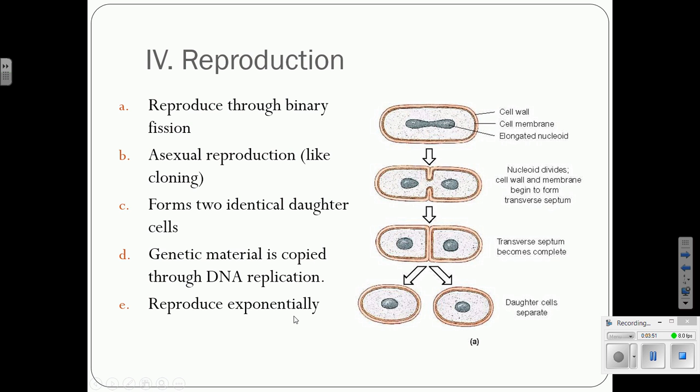So 2 becomes 4, 4 becomes 8, 8 becomes 16. So this happens very quickly. This is why bacteria in just a matter of 30 minutes can go from just a few hundred to several thousand.